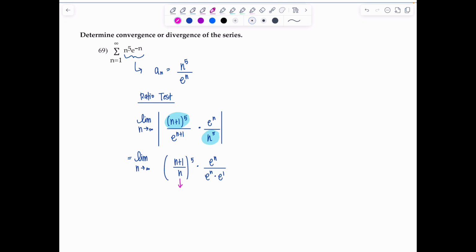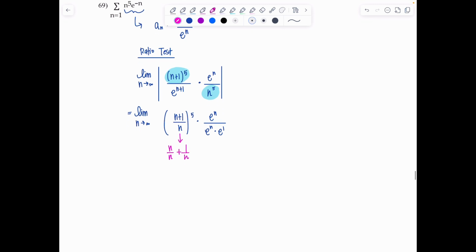And then remember, we grouped these guys together so I could write this as n plus 1 over n inside the parentheses. And then this is just going to be the limit now as n goes to infinity of 1 plus 1 over n to the 5th. E to the n has now canceled out of our lives forever. And we have times 1 over e. Lovely. So if n goes to infinity, 1 over n goes to 0. This is 1 plus 0 to the 5th. That's just 1. Times 1 over e, that's less than 1.